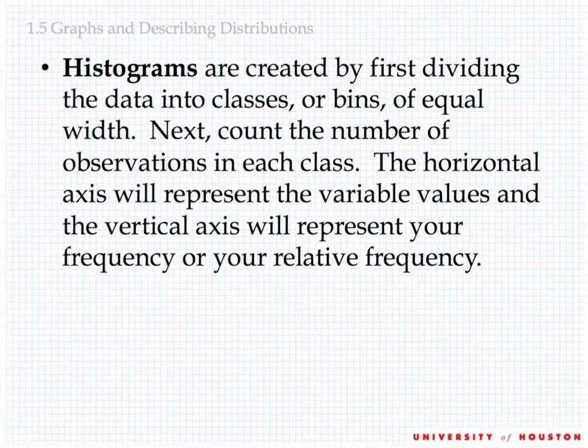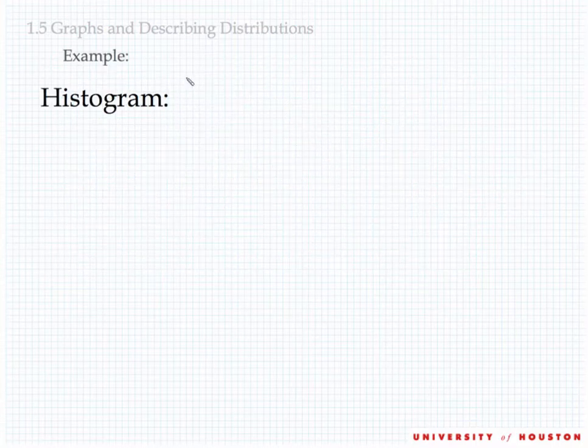Histograms are created by dividing the data into equal classes or bins. We'll count the number of observations within each class. The horizontal axis will represent our variable values, and the vertical axis will represent our frequencies or relative frequencies for our data. Now, if you use a program such as Excel or RStudio to create your histogram, it'll have default bin widths. The size of your bins is really dependent on how many pieces of data you have.